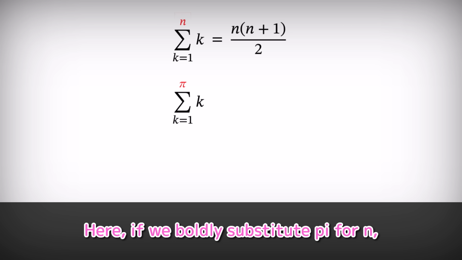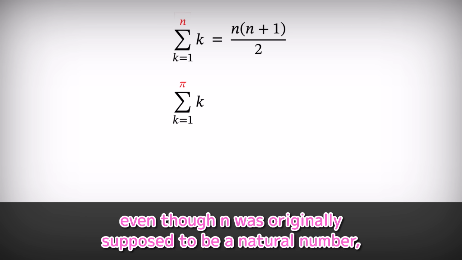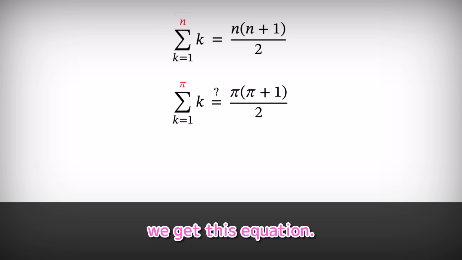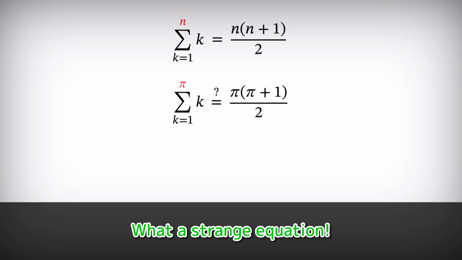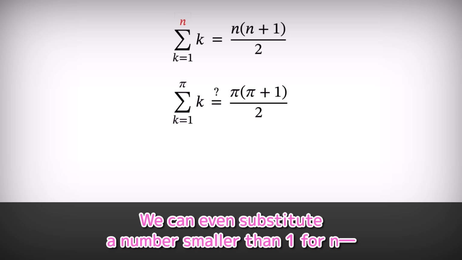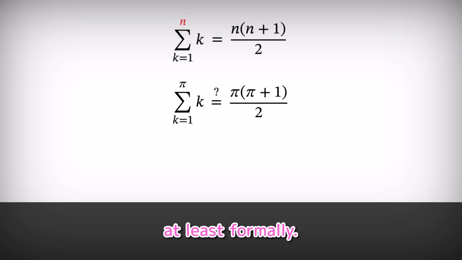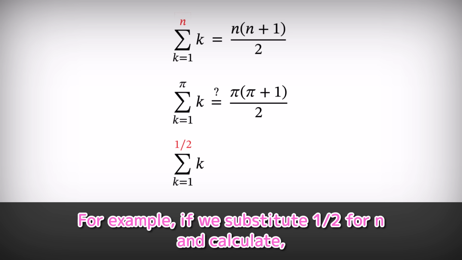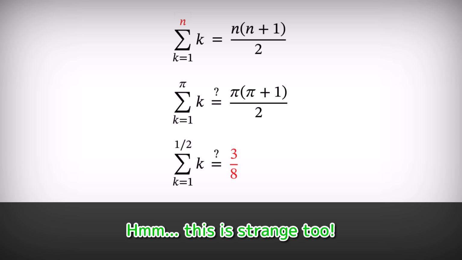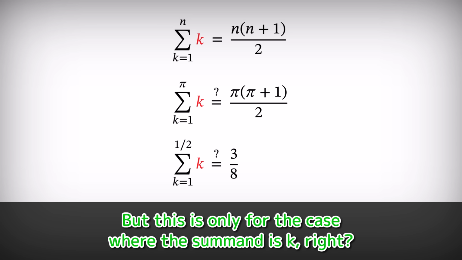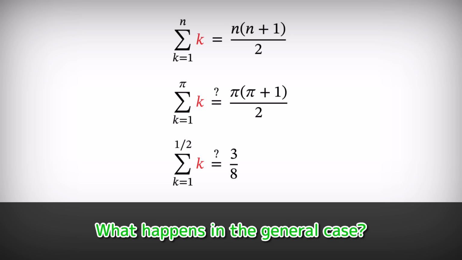Here, if we boldly substitute pi for n, even though n was originally supposed to be a natural number, we get this equation. What? Are we really allowed to do that? What a strange equation. We can even substitute a number smaller than 1 for n, at least formally. For example, if we substitute 1/2 for n and calculate, the result is 3/8. This is strange too. But this is only for the case where the summand is k, right? What happens in a general case?